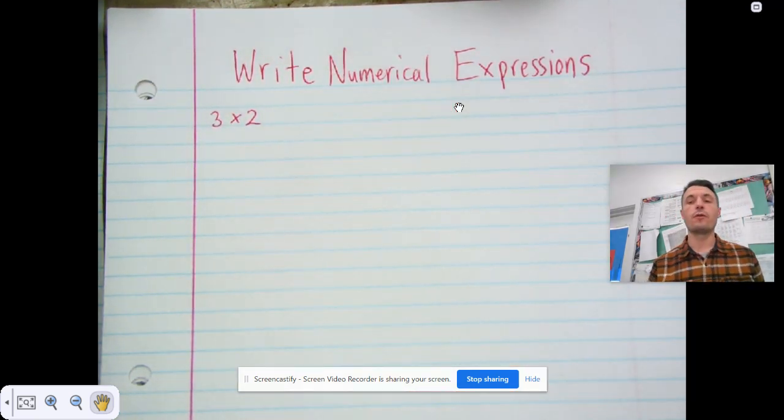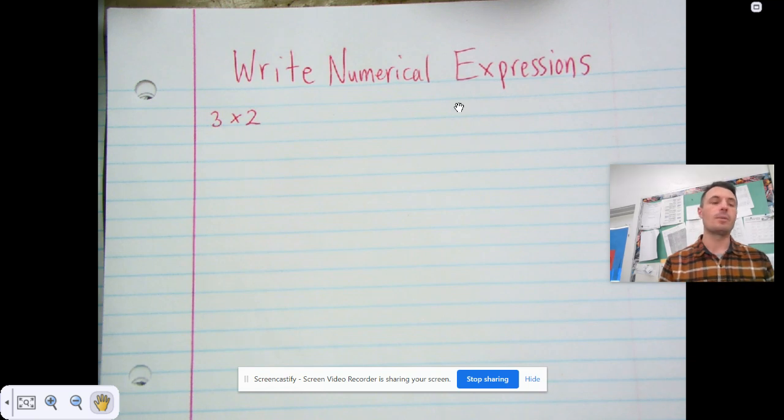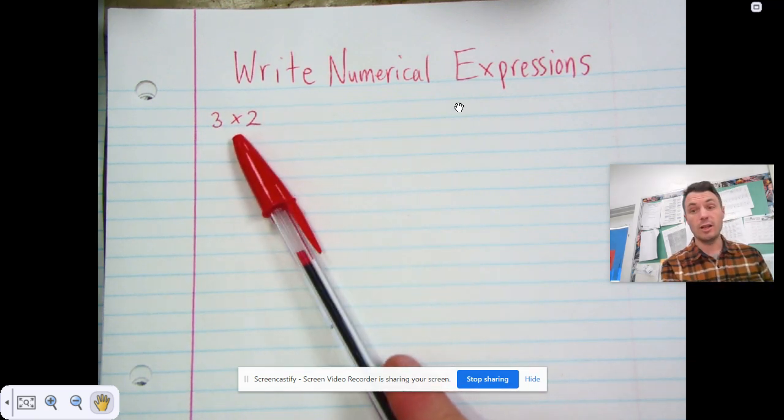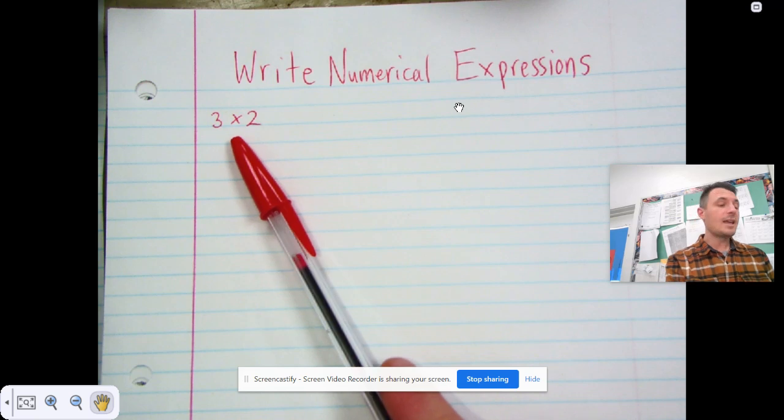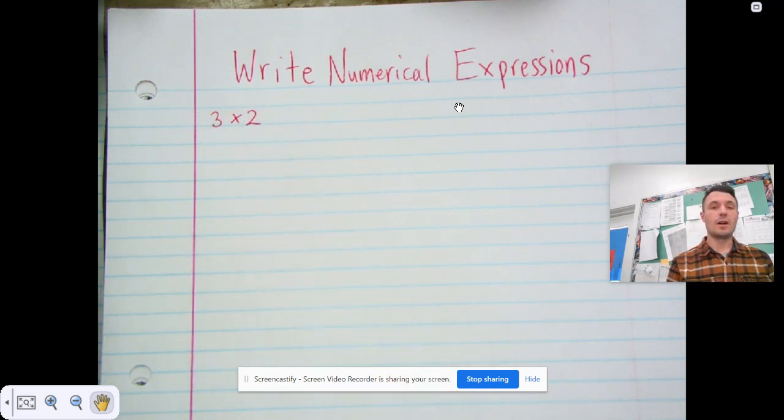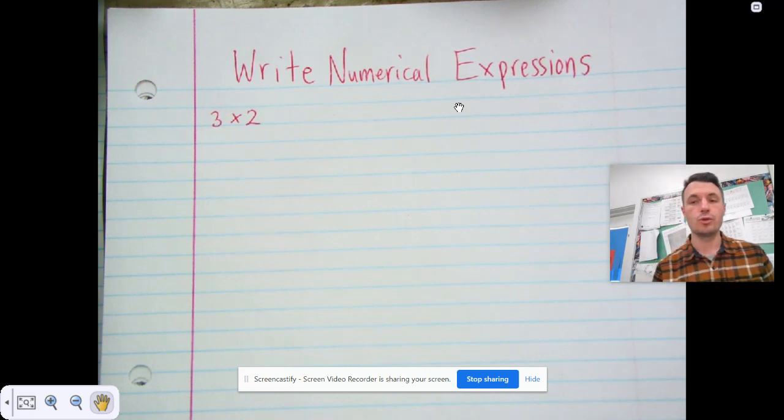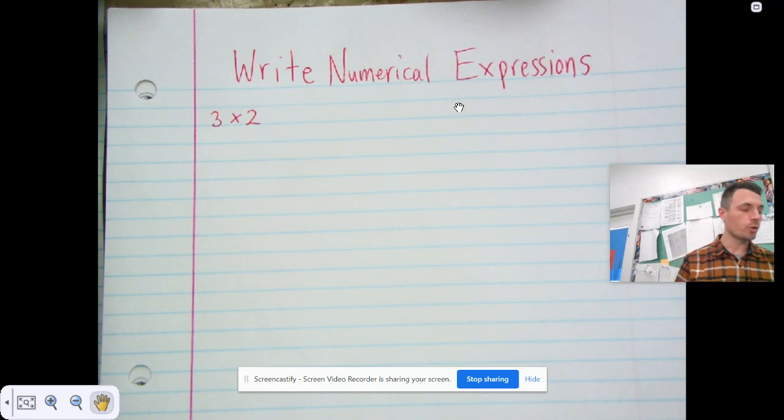You also know, however, from yesterday's lesson about order of operations that they can get a lot more complicated than that. Today, though, we're not using the order of operations to solve numerical expressions. Today, we're writing numerical expressions from real-life situations. So let's dive into one of those real-life situations.